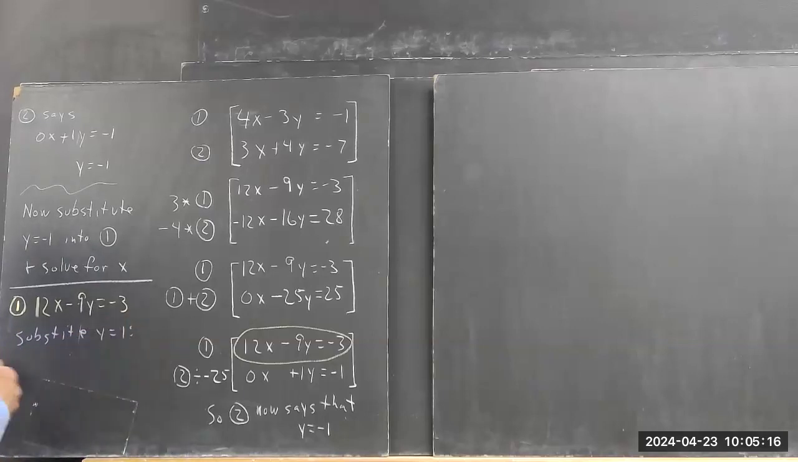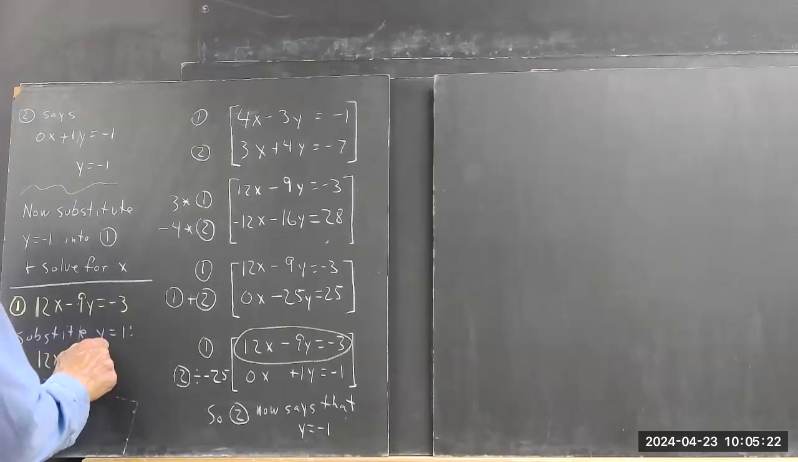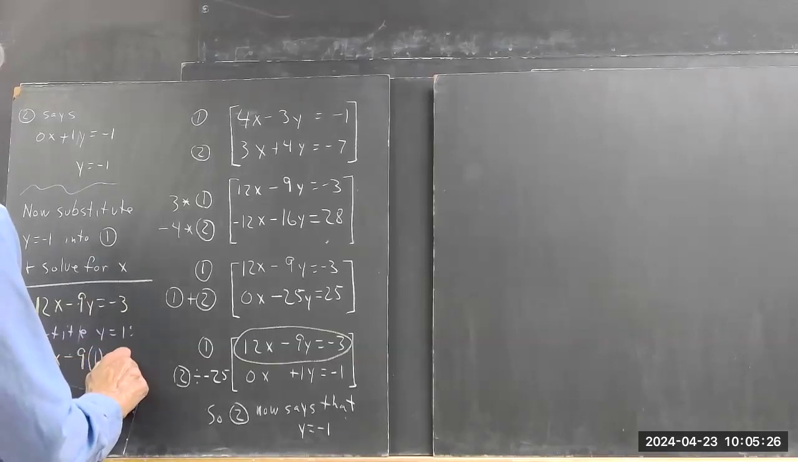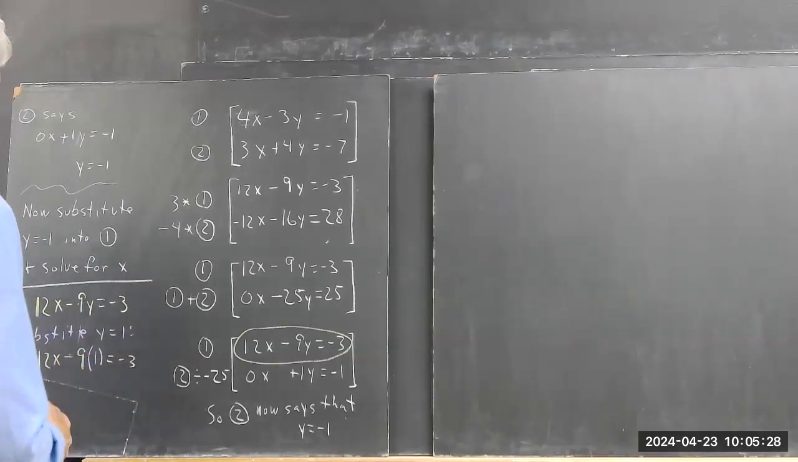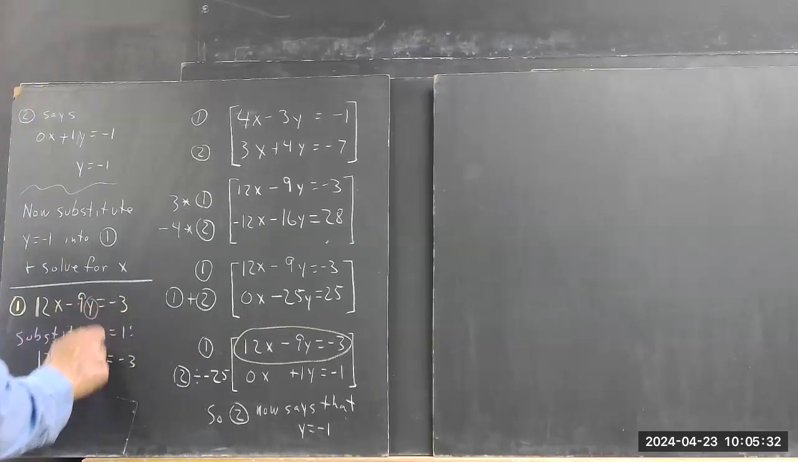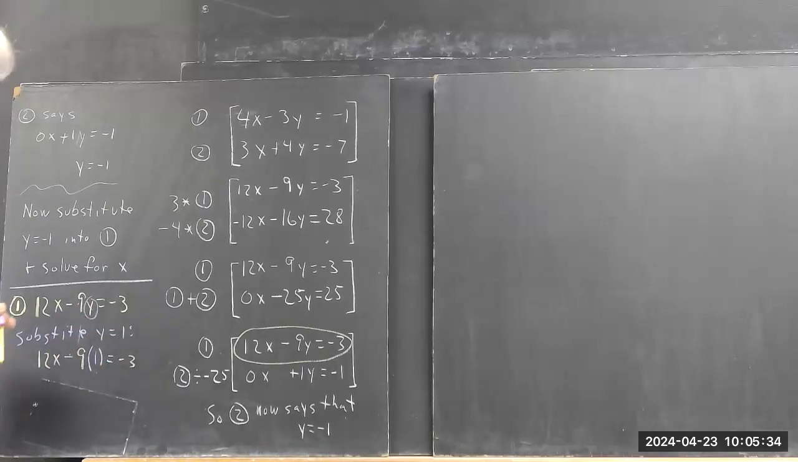We get 12x minus 9 times 1. Okay, so here's y. We change y to 1. That's what it means. Substitute y equals 1. Okay. Now, can we solve this equation?